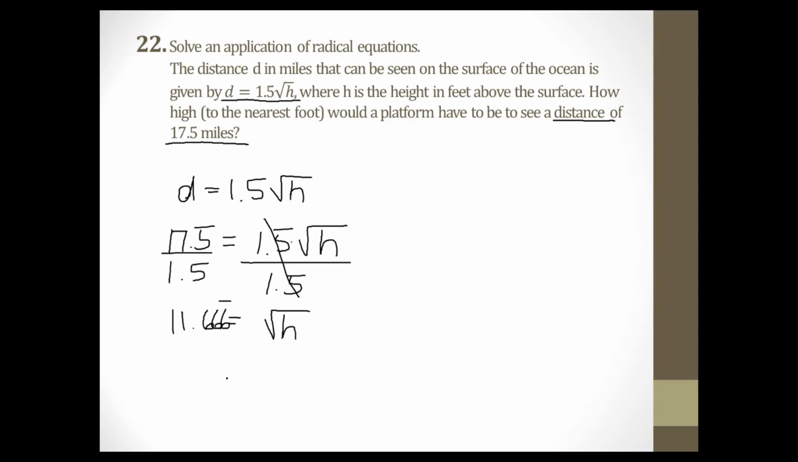So to eliminate the square root, we can use the property of squaring both sides again. That would eliminate the square root on the h. So now we are left with h equals 11.66666 and so forth squared, and that will give you 136.111 something, and rounding it to the nearest foot would be 136 feet.